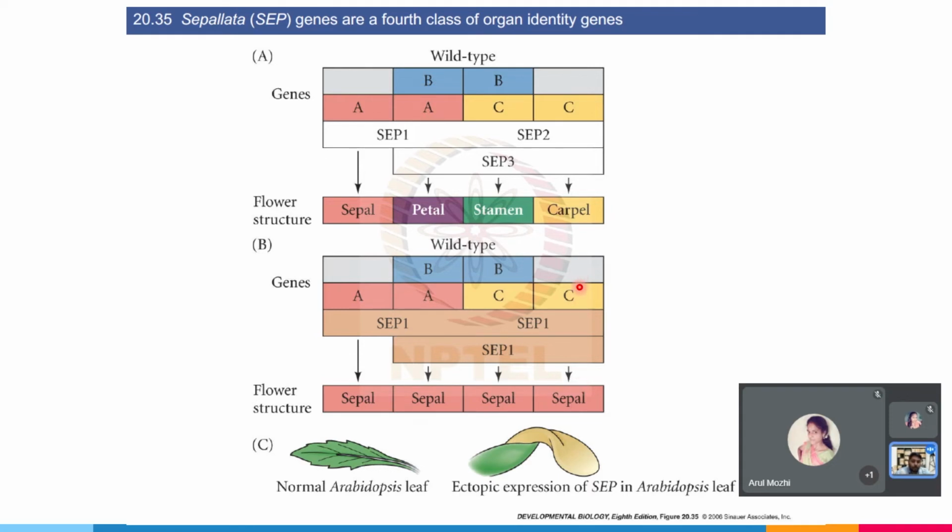So even though the class A, B, C genes were not touched at all, we have a change in the flower structure itself. So this gives us the notion that SEPALLATA genes are very important for flowering or flower structure formation as well. And these are the fourth class of organ identity genes. And here we have a normal Arabidopsis leaf. And when we ectopically activate SEP in the Arabidopsis leaf, it forms a sepal-like structure. And thus the name as well, SEPALLATA.